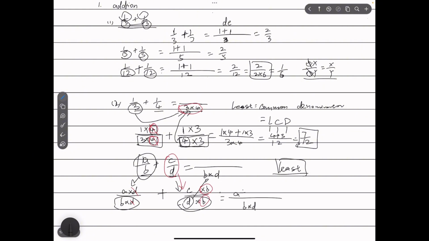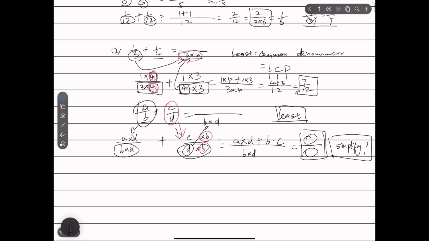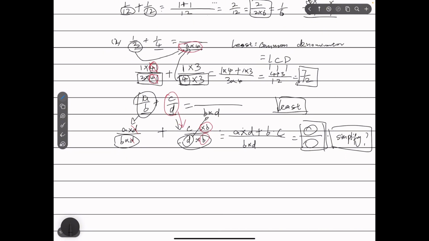After that, we can do b times d. The top will be a times d plus b times c. After we get the result here, this fraction might not be the simplified one. So we might be able to find the common factor for the top and the bottom to simplify it more. But b and d could be the least common denominator. If it's not, we can simplify it.